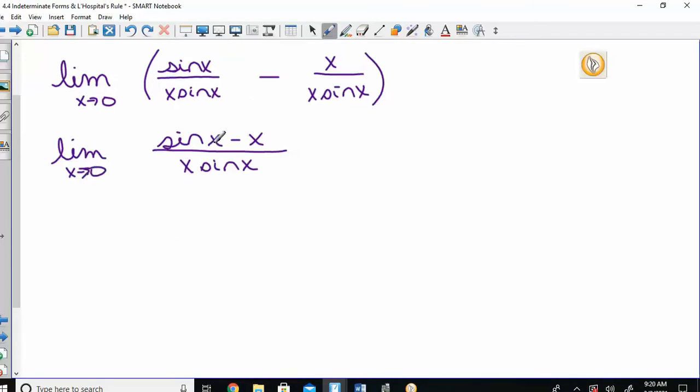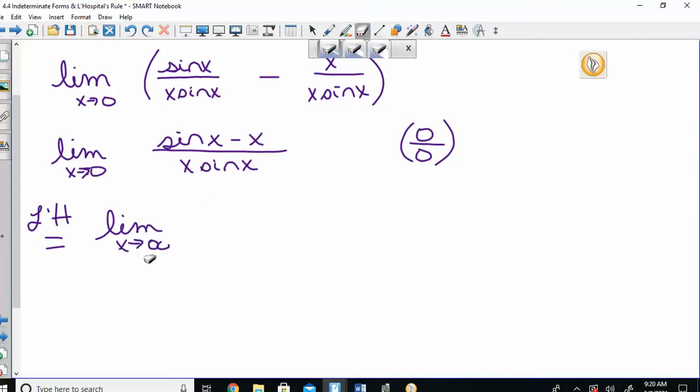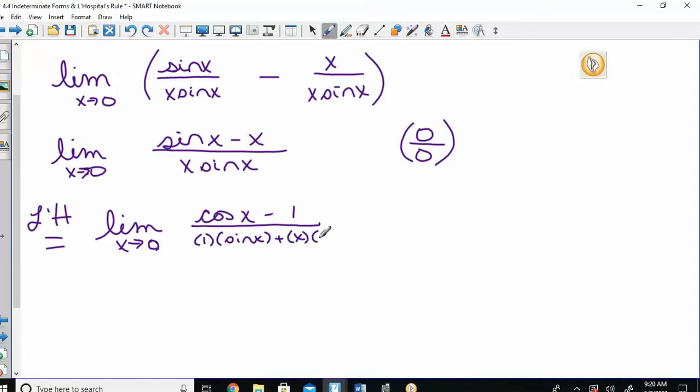So sine of 0 is 0, minus 0 is 0. On the bottom, 0 times 0 is 0. So we have a very straightforward 0 over 0, which means L'Hopital's. I don't know why he wanted to write infinity there. Okay, so derivative of sine is cosine x minus derivative of x is 1. What do I have to do for the derivative of the bottom? Product rule. Derivative of the first times the second plus the first derivative of the second.